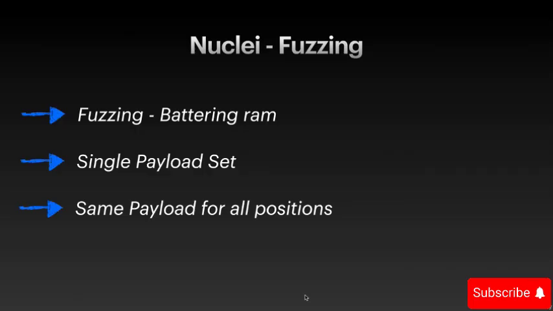In this lesson, we are going to understand the third fuzzing technique, which is known as battering ram. So what is battering ram? This fuzzing technique only supports a single payload set. When you supply that payload using a word list, it uses the same payload for all the positions that have been added in our custom template.